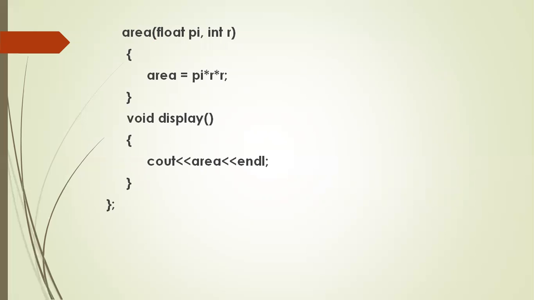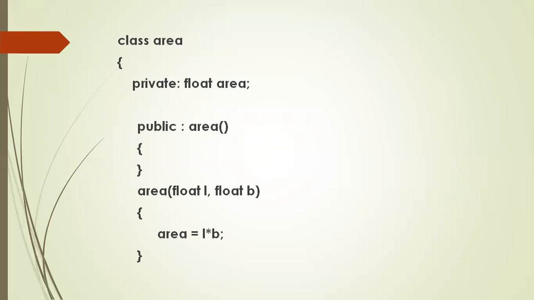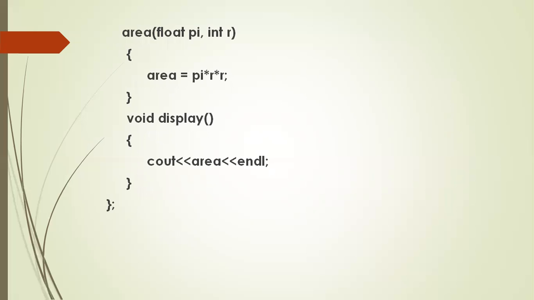You write one display function, using which you display the value of the member data area. Close the function, close the class. So altogether, the class has only one member data called area and four functions. Out of the four functions, the first three are constructors and the last one is a member function. The first constructor has no argument. The second and third have two parameters. The difference between the second and the third is that both have two parameters only, but the data type of the argument is different. And the last one is a member function called display.